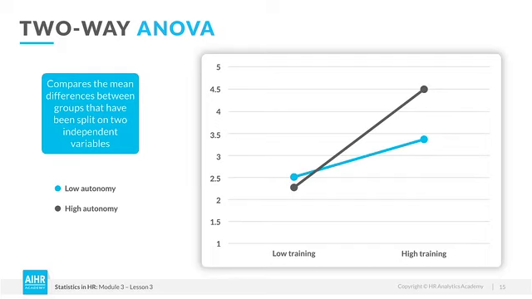difference in performance for low-level training depending on your level of job autonomy, but there was a significant difference in performance for high-level training, depending on whether your job gave you low autonomy or high autonomy. This is an interaction effect, and you can use a two-way ANOVA to test for it.